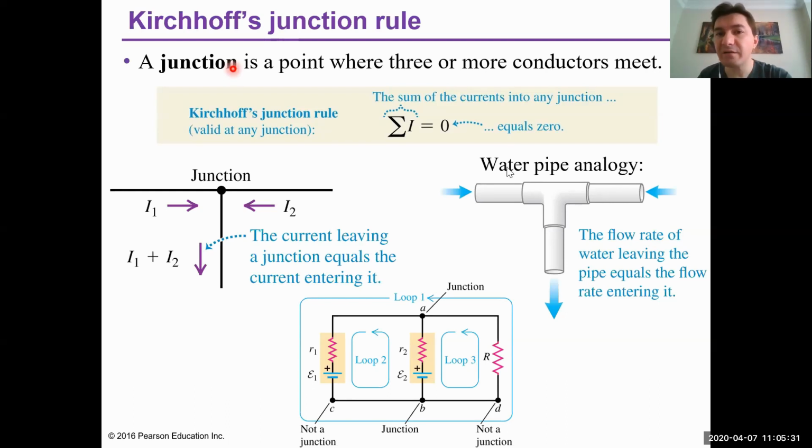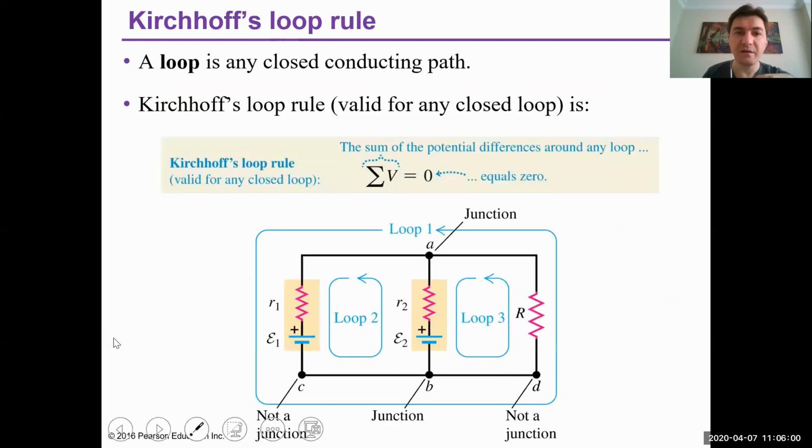It is like a water pipe analogy. The flow rate of water leaving the pipe equals the flow rate entering it. Here water enters, here water enters, and water is leaving. So the flow rate of water leaving here equals the flow rate entering here and entering here. It is the same with current: this one and this one are equal to this one. So this is the junction rule, and we have another rule, Kirchhoff's loop rule.